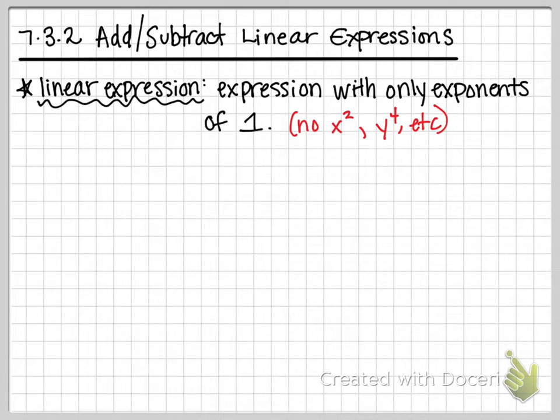If we have something like 6x, what's the exponent of the x? 1. It's an imaginary 1. So linear expressions will have only exponents of 1. If it has an exponent that is not 1, it's not a linear expression. If it has a 2 or 3 or 4, it's not a linear expression. So in this section, we're only talking about linear expressions. The exponents will only be 1.